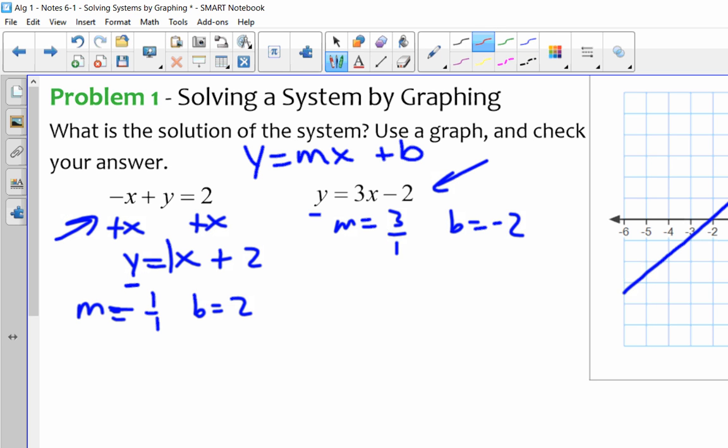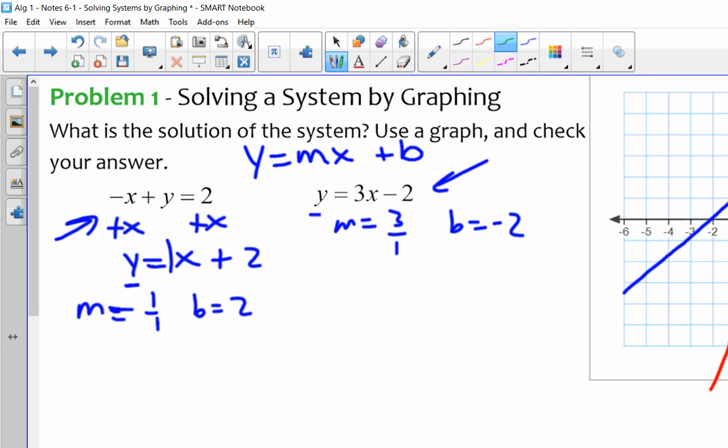Let me do this in a different color too. So up 3 over 1 again. I'm going to come down the other way and put one more point, and my line looks like that. It looks like they should match right there. So that point right there is going to be my x value is 2 and my y value is 4. Just be careful, draw your line straight.